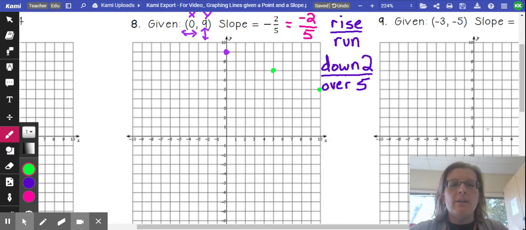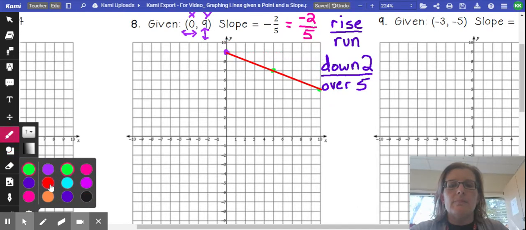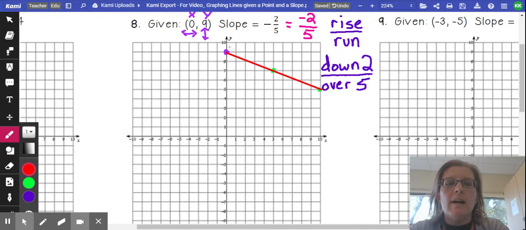Now I'm ready to connect my points to make my line. I'm going to use the shape tool to draw a straight line. So I click the shape tool, I click insert line, and then I draw a line between my 3 points. And I know that lines technically go on forever, so I'm going to draw my arrows at the end.